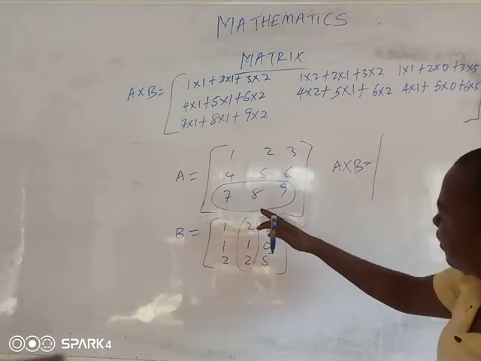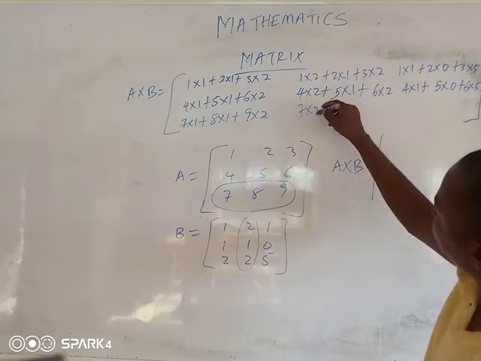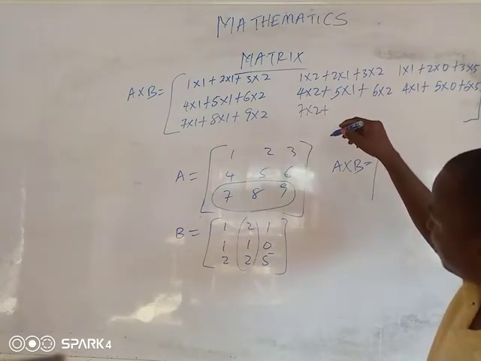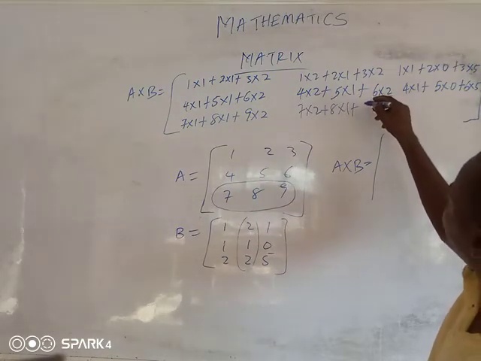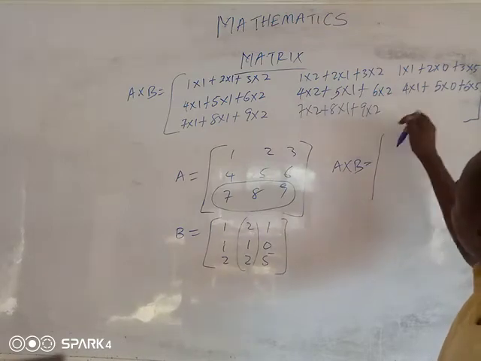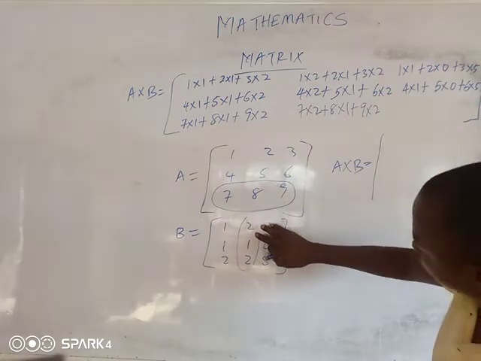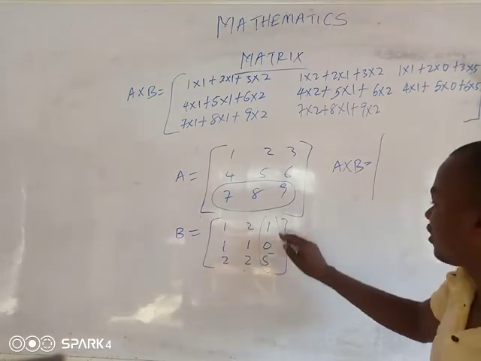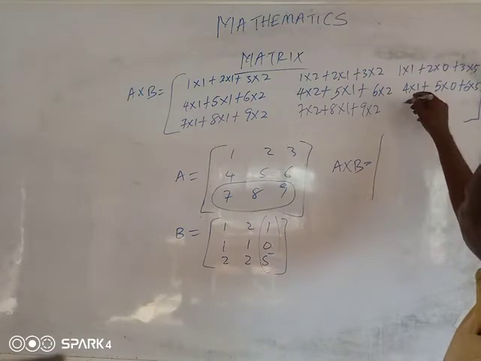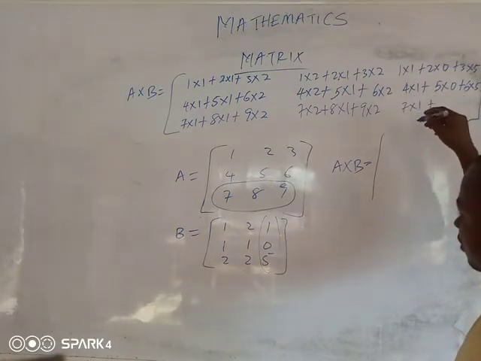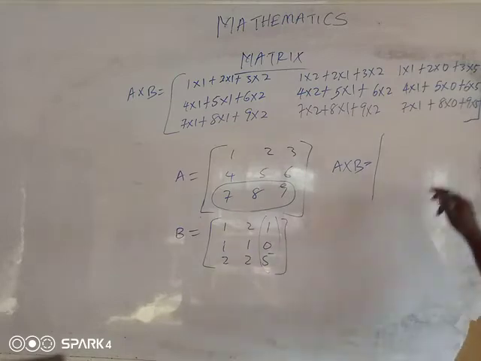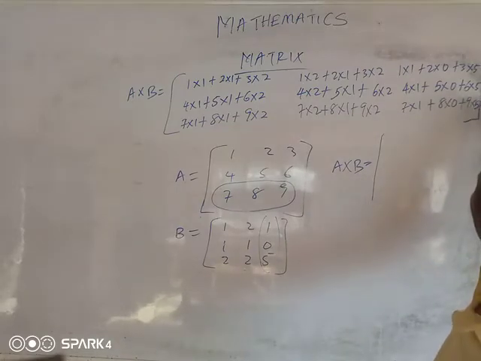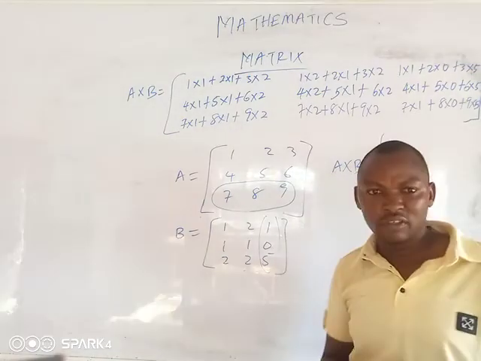But notwithstanding, you have to understand. 7 times 2 plus 8 times 1 plus 9 times 2. So I'm through with this, but the next is to use it to multiply this last column. So 7 times 1 plus 8 times 0 plus 9 times 5. Okay? So that's how to handle it.